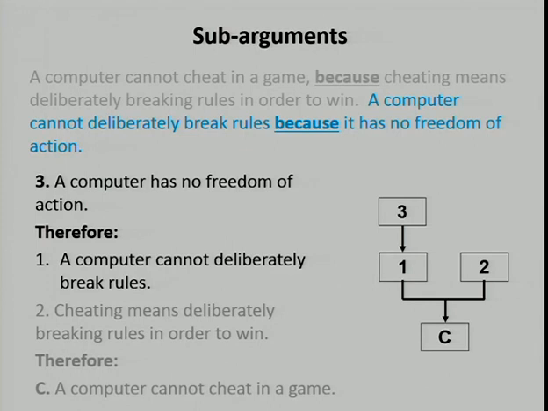So here we have our main argument. Nothing has changed. But now we have the thing about no freedom of action and the way the sentence is put. That is supposed to support the claim that computers can't break rules, right? So we add in another therefore. We plop that on top, right? So that becomes the first premise.